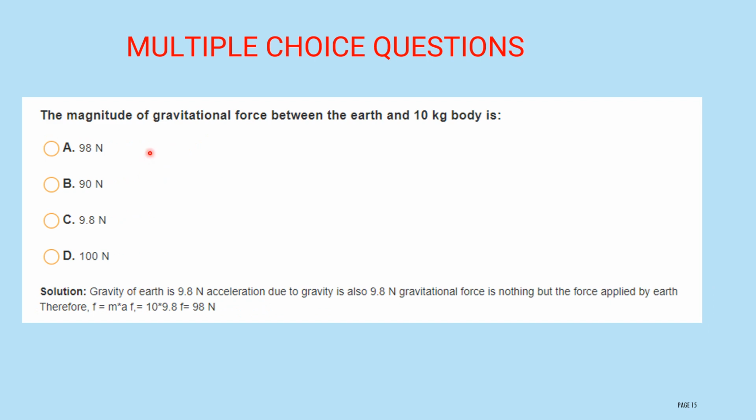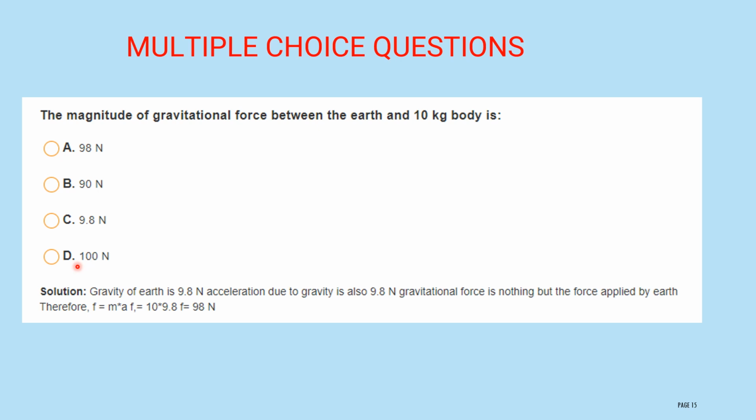The magnitude of gravitational force between the earth and a 10 kg body is, what is the gravitational force that exists between the earth and the body having 10 kg? They are asking the question. Option A, 98 newton. Option B, 90 newton. Option C, 9.8 newton. Option D, 100 newton.